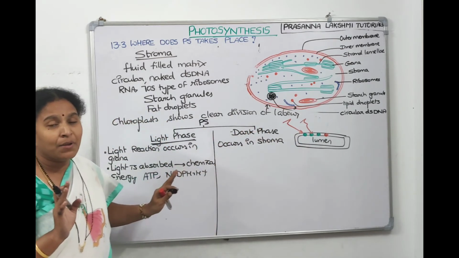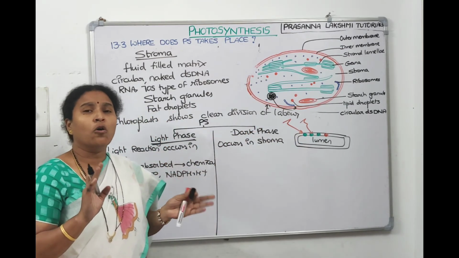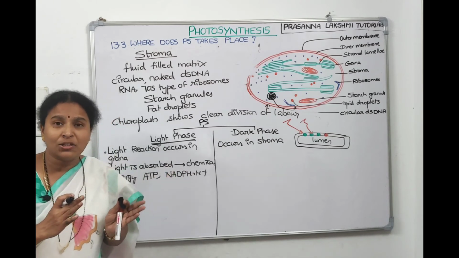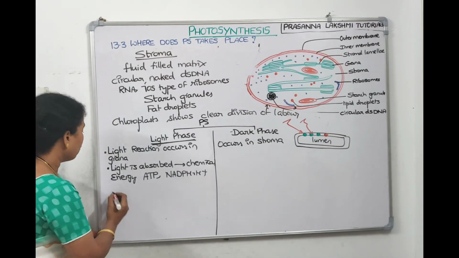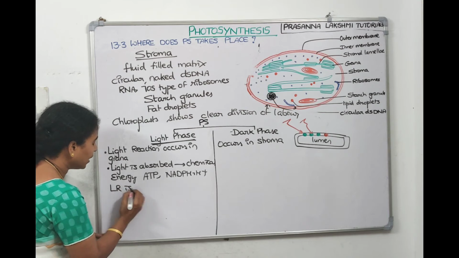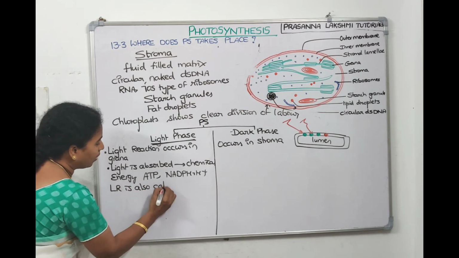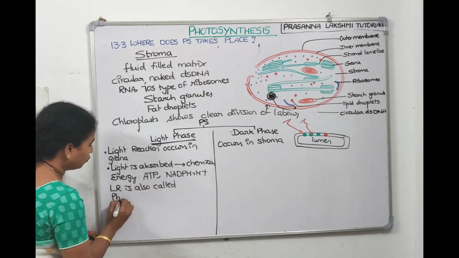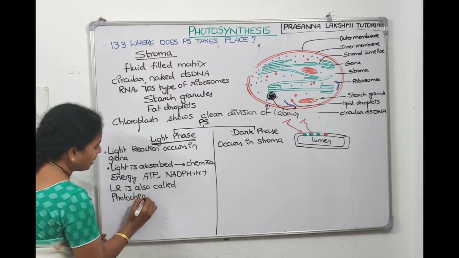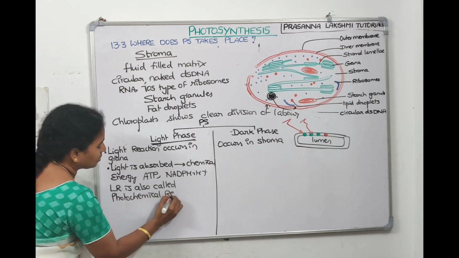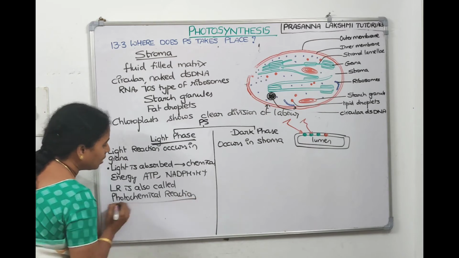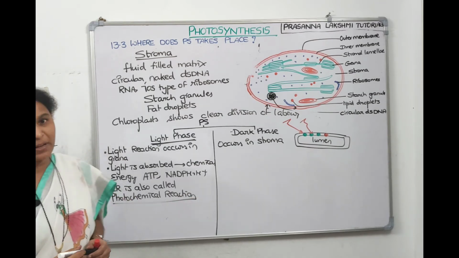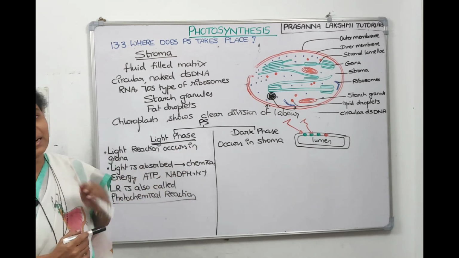So why can we call the light reaction a photochemical reaction? Photon energy is converted to chemical energy. So we can say the light reaction is also called the photochemical reaction. Since photon energy is converted to chemical energy, it's called photochemical reaction. It occurs on the grana.